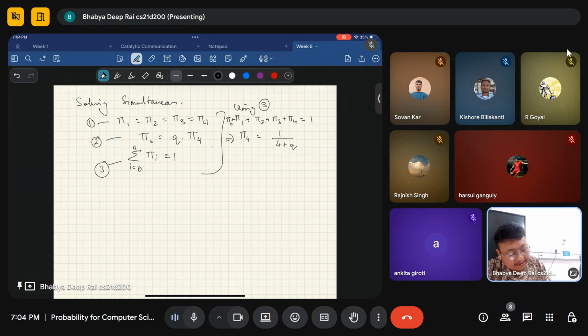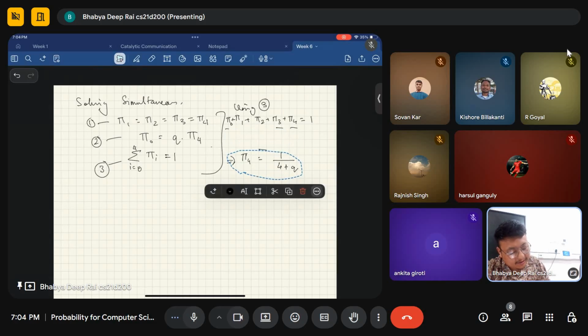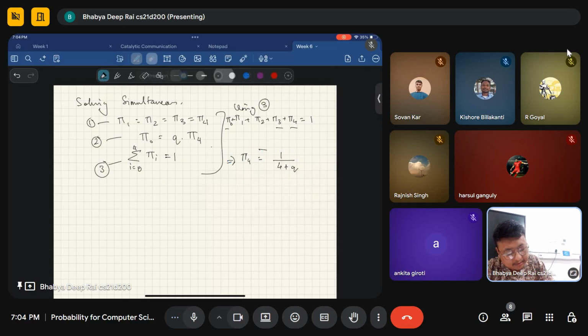So you just make all of these pi 4s. Let me write it for completeness. So you have 4 times pi 4 plus pi 0. But what is pi 0? q pi 4. Okay, and that's how you get this.